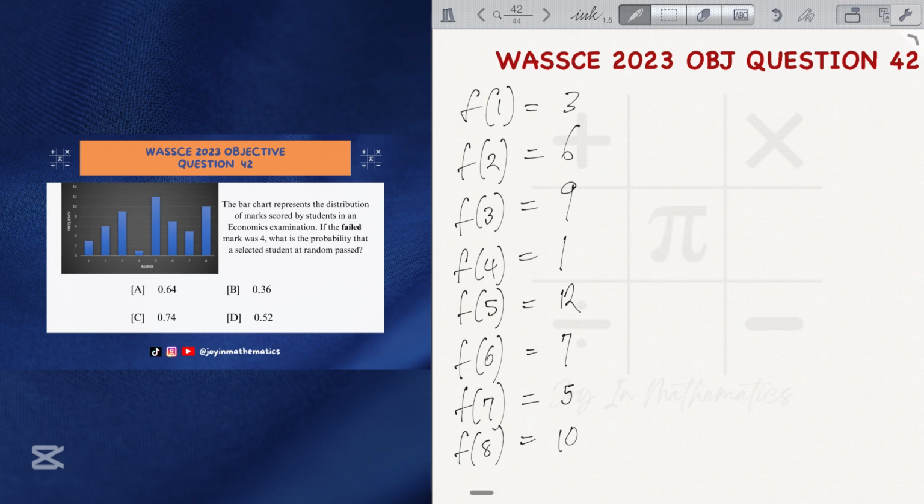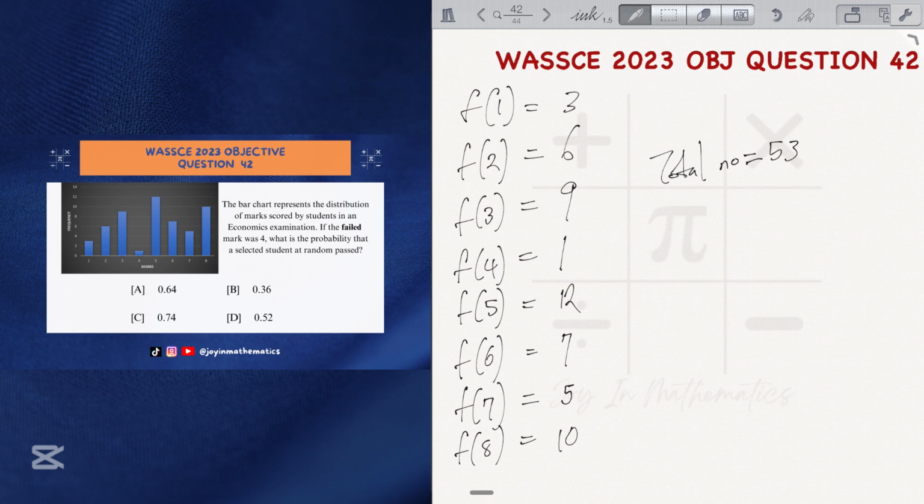So 3 students scored 1 mark, 6 students scored 2 marks, 9 students scored 3 marks, 1 student scored 4 marks, 12 students scored 5, 7 students scored 6, 5 students scored 7, and 10 students scored 8. So the total number of students is 3 plus 6 plus 9 plus 1 plus 12 plus 7 plus 5 plus 10, and this will be equal to 53.